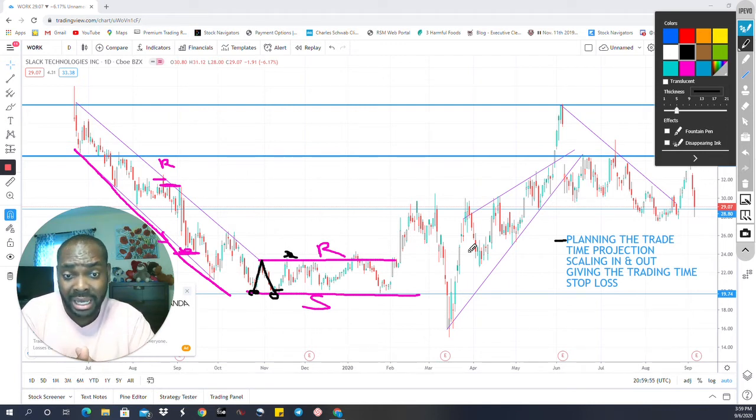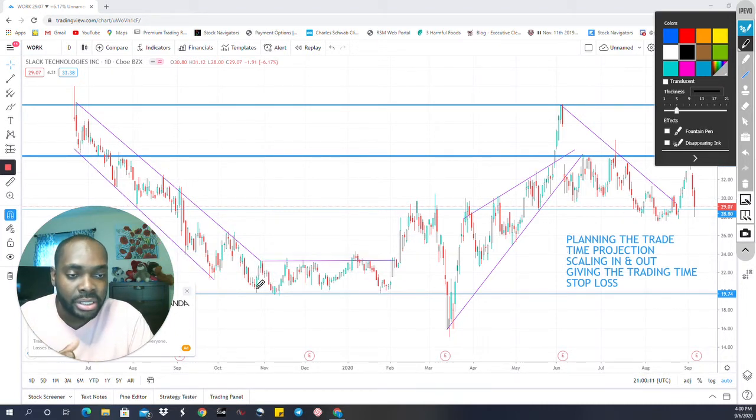All right, so number one, plan your trades. Number two, this one is very, very important, guys. Time projection. What is time projection as it relates to swing trading? Well, this simply is you're looking at a pattern that you have seen in a price chart in the past. So for example, we saw that price held support, it ran up to resistance.